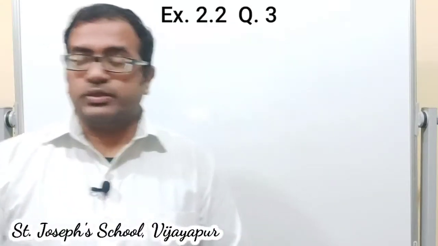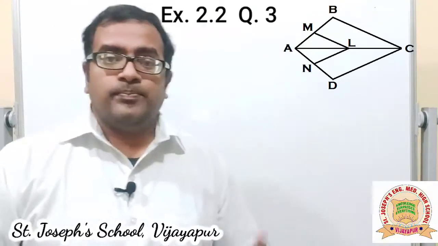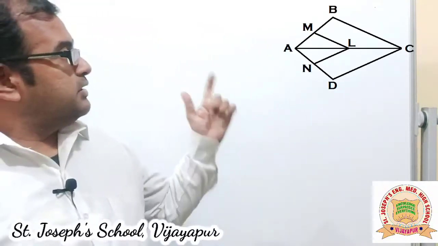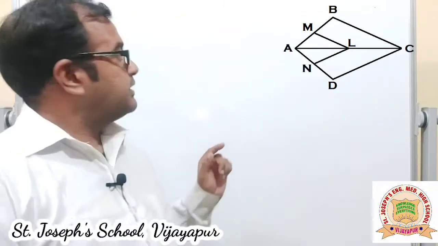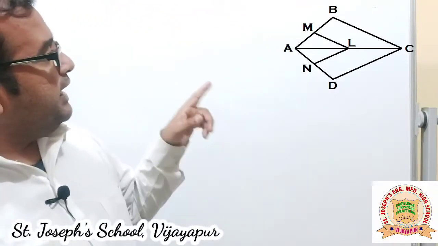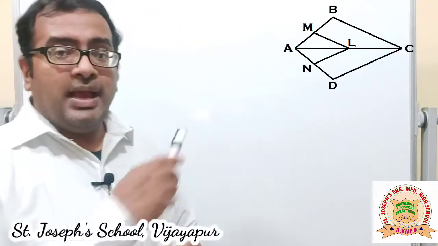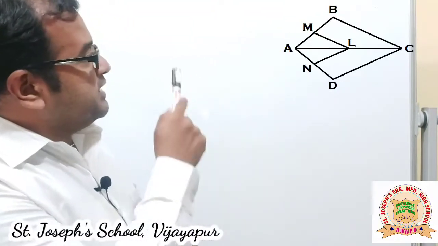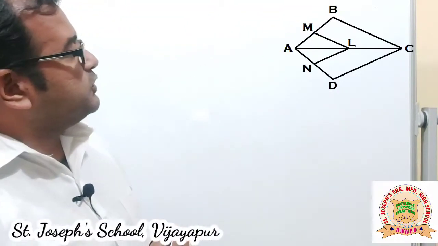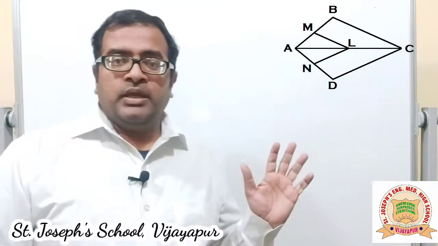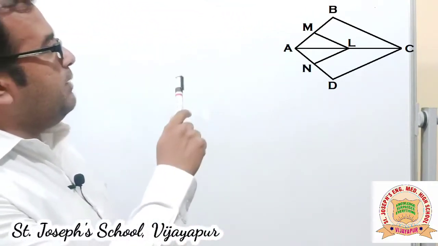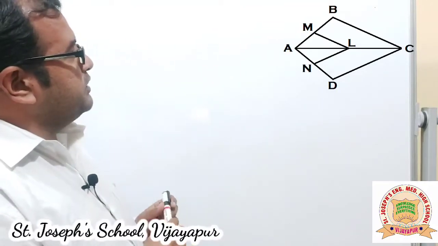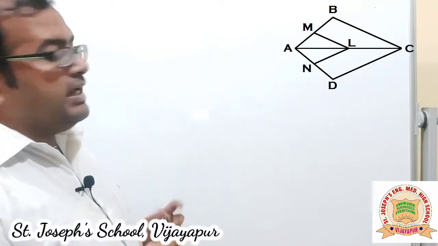The next question goes like this. You can see in that picture there is a quadrilateral ABCD, right? Then in that, LM is drawn parallel to CB and LN is drawn parallel to CD. In that case, we have to prove that AM by AB is equal to AN by AD.